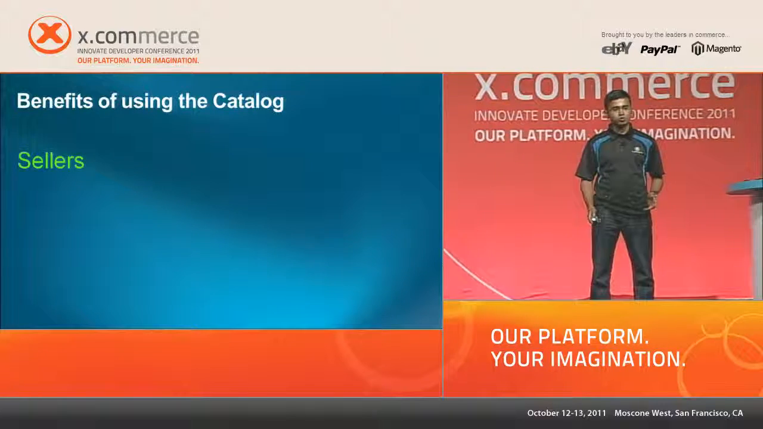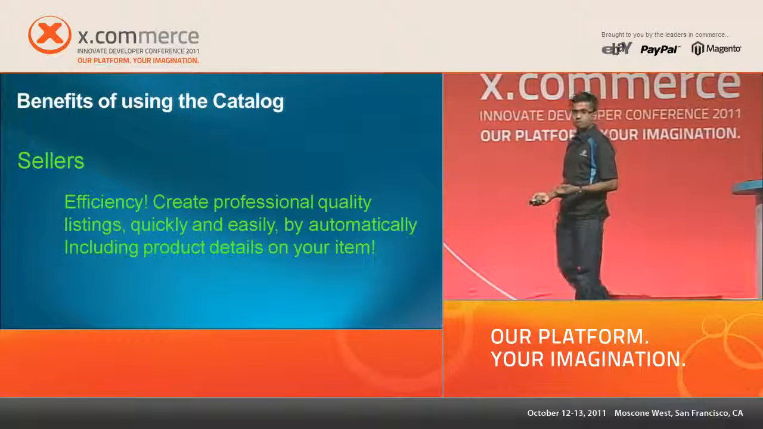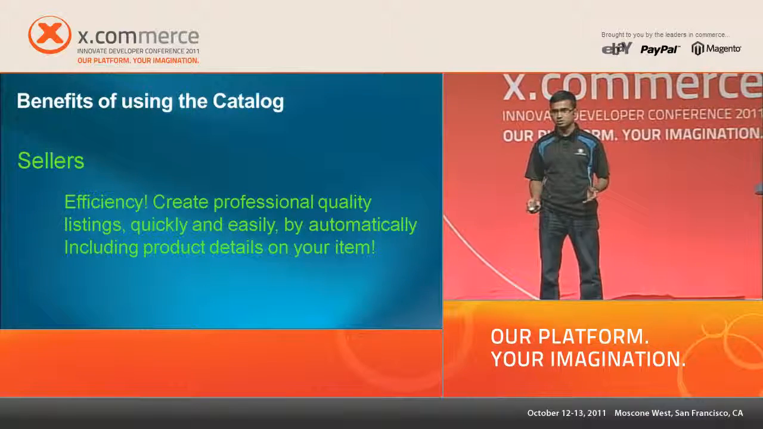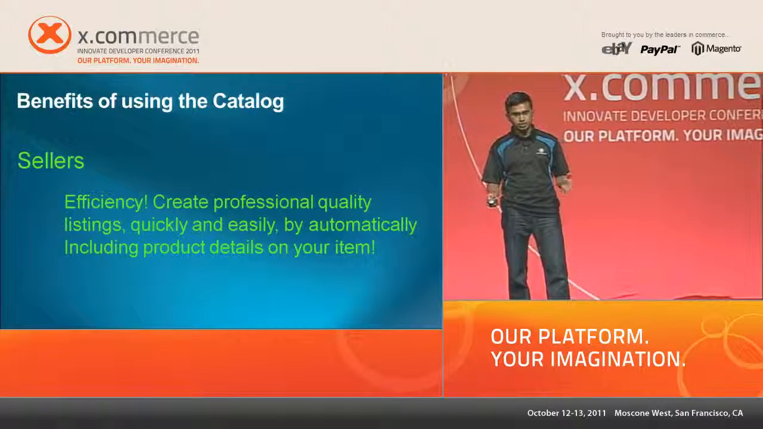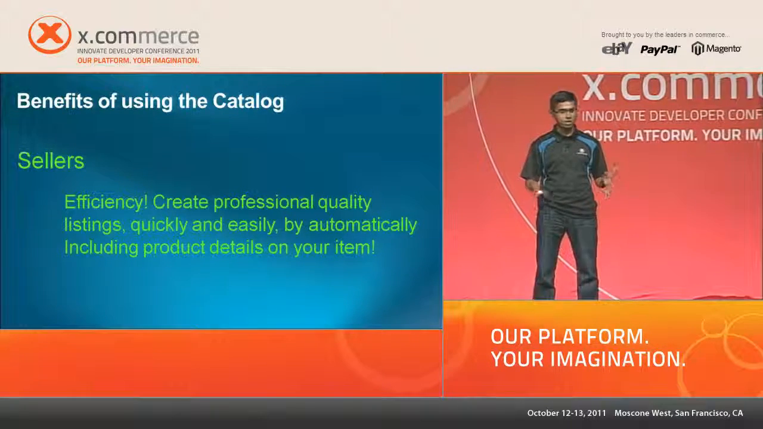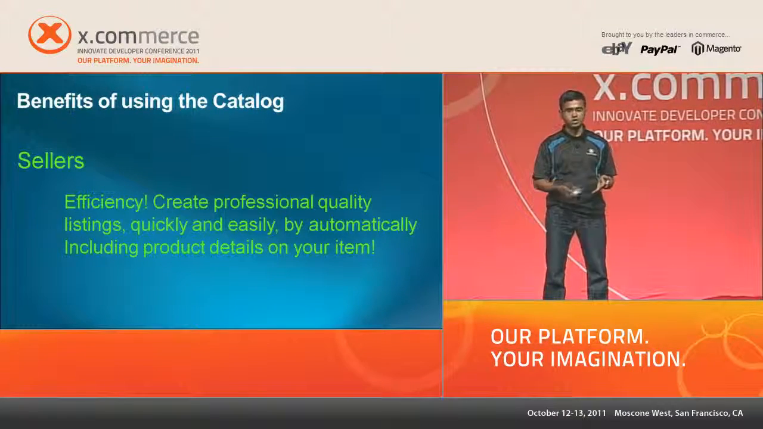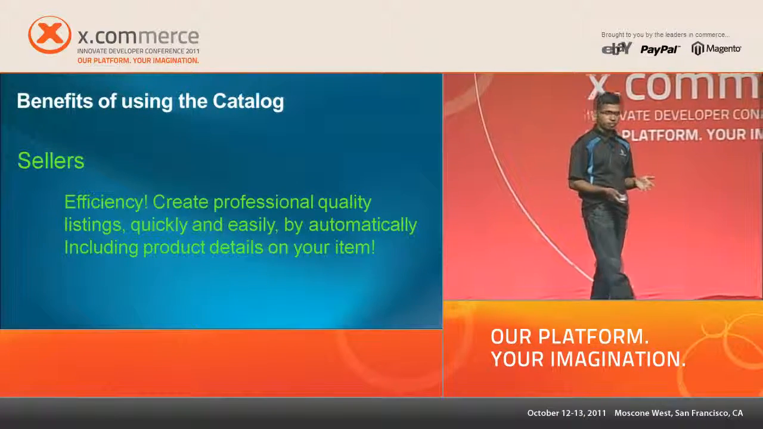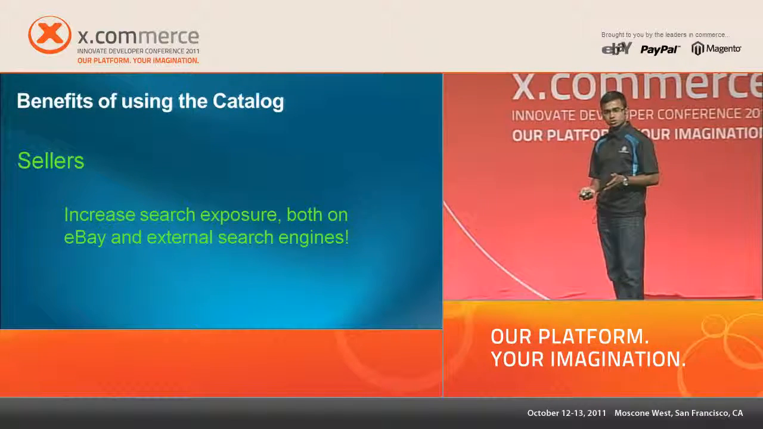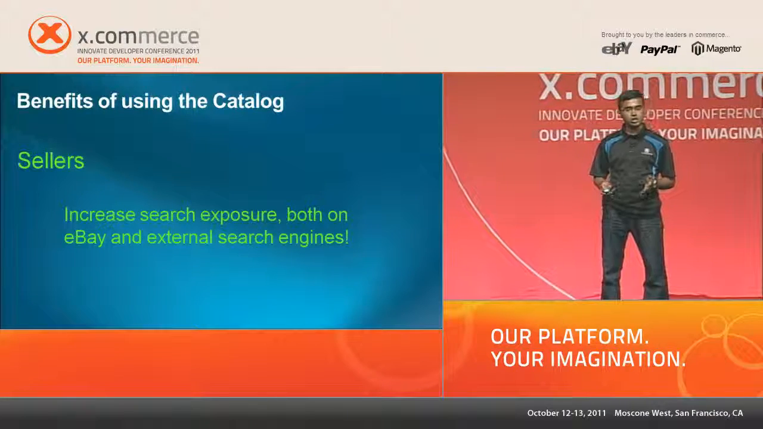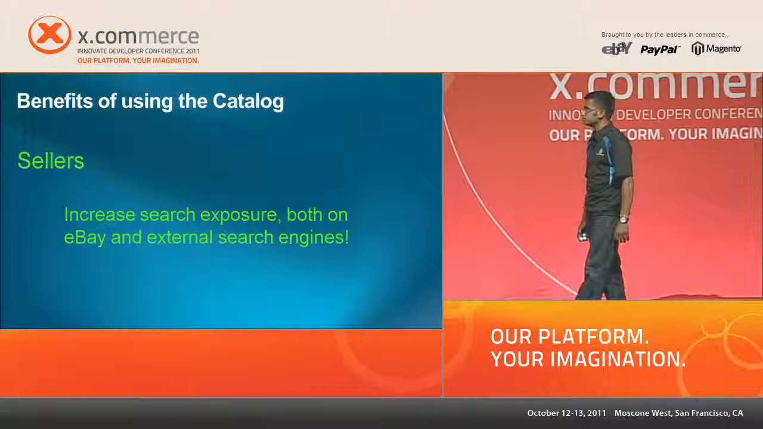Catalogs are beneficial to both buyers and sellers. On the sell side, sellers simply become more efficient by using catalogs. Since you have so much product information readily to begin with, you don't have to start from scratch. A lot of the product information can be readily pre-filled onto your item, so your efficiency goes up. You can quickly create listings of very high quality. And you also get additional search exposure when you list against products, not only on the eBay marketplace, but also on external search engines like Google.